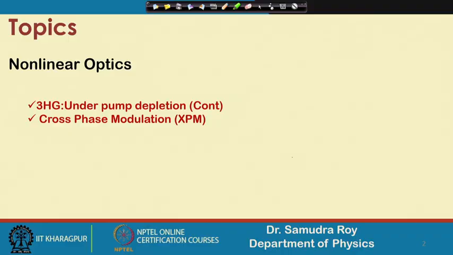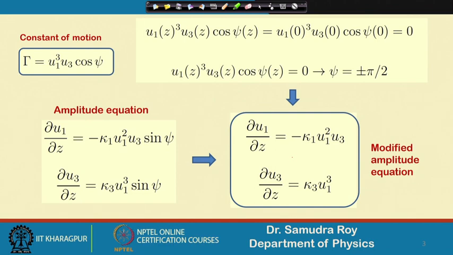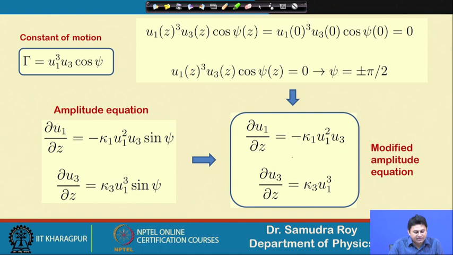In today's lecture, we will finish the calculation of third harmonic generation under pump depletion conditions, as a continuation, and then we study something called cross phase modulation, which is very interesting. Well, this is the expression that we had in our last class.